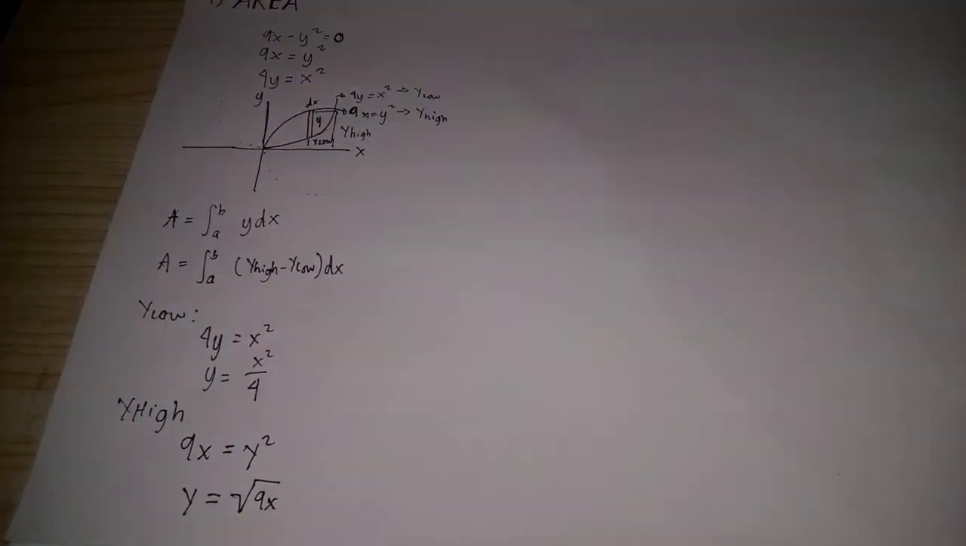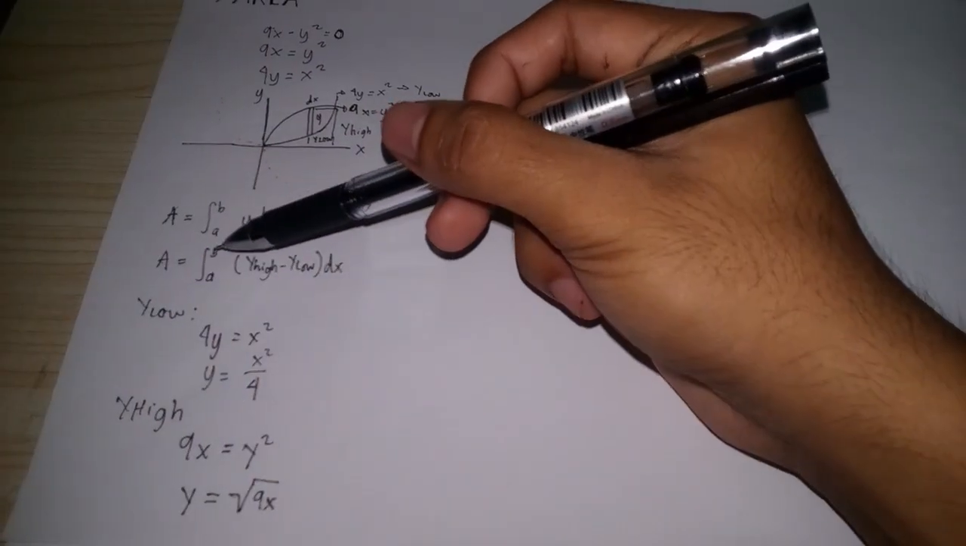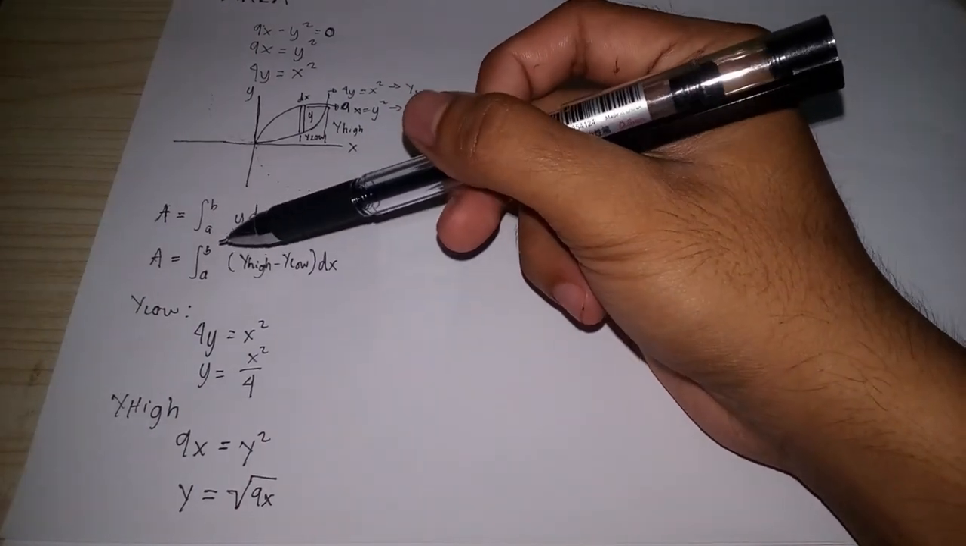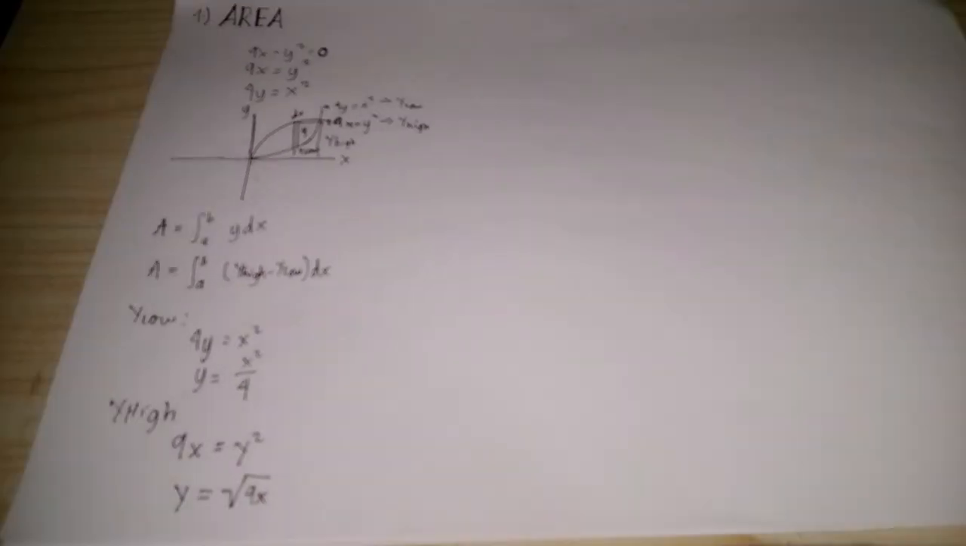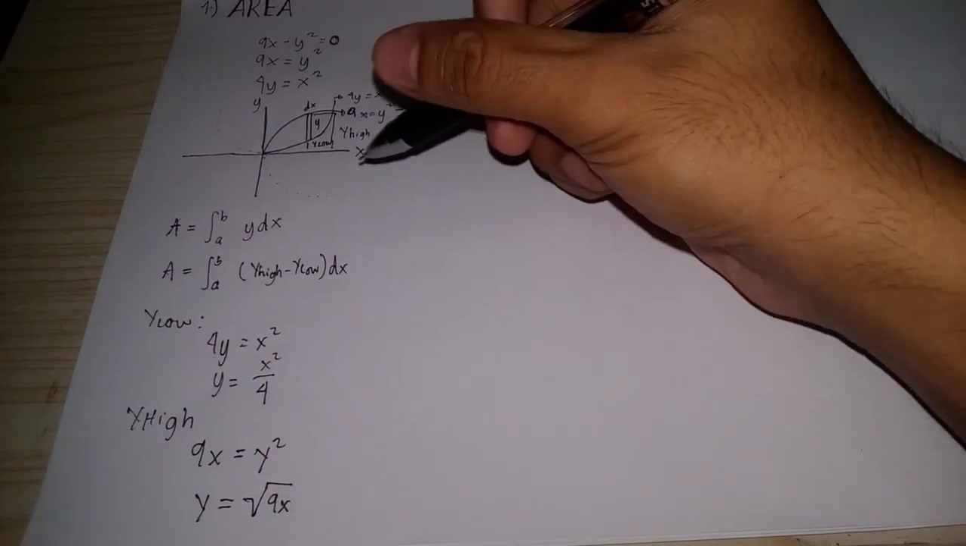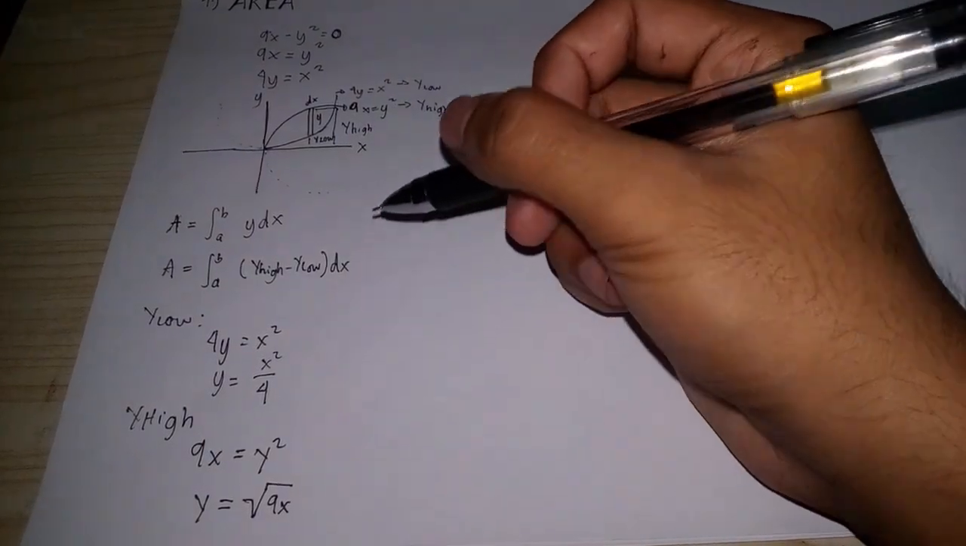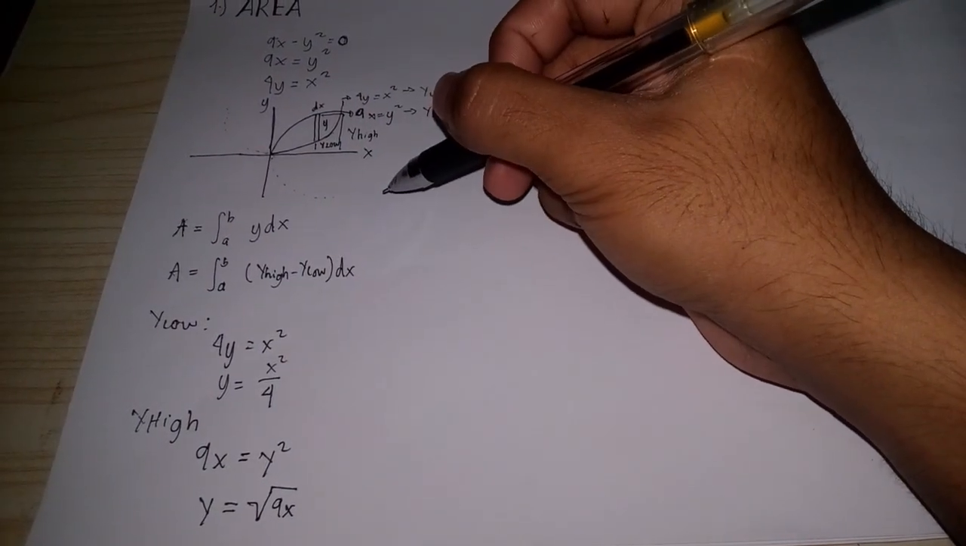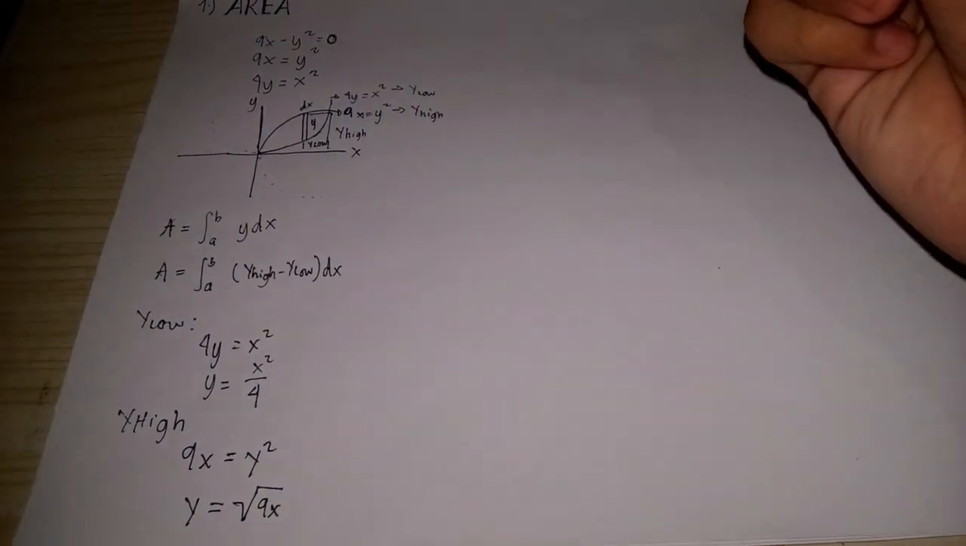Wait, let me, oh no, we've forgot something. So there is a limit here, so we also need to solve for the limit. So to solve for the limit, what we need to do is to equate the y high and the y low.